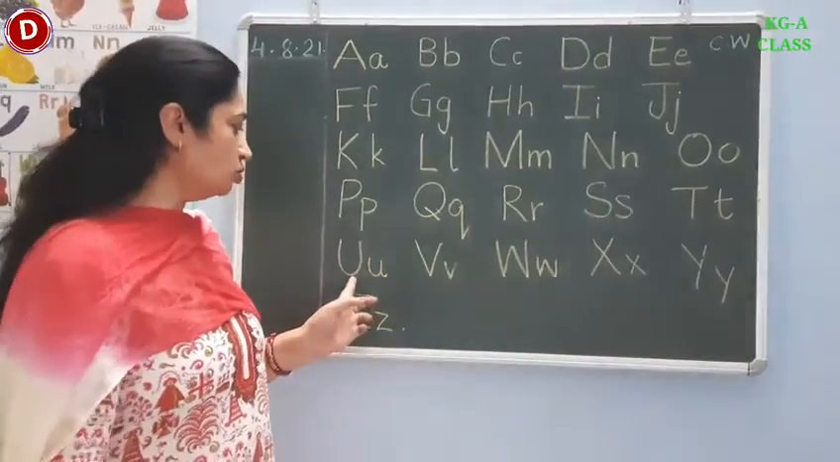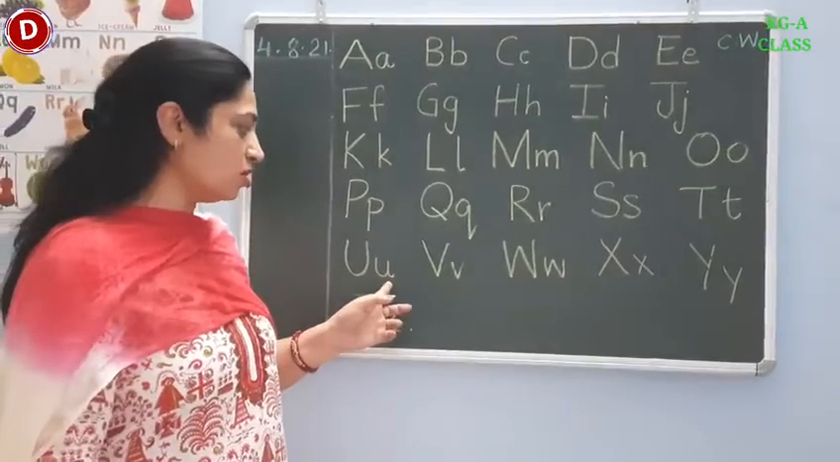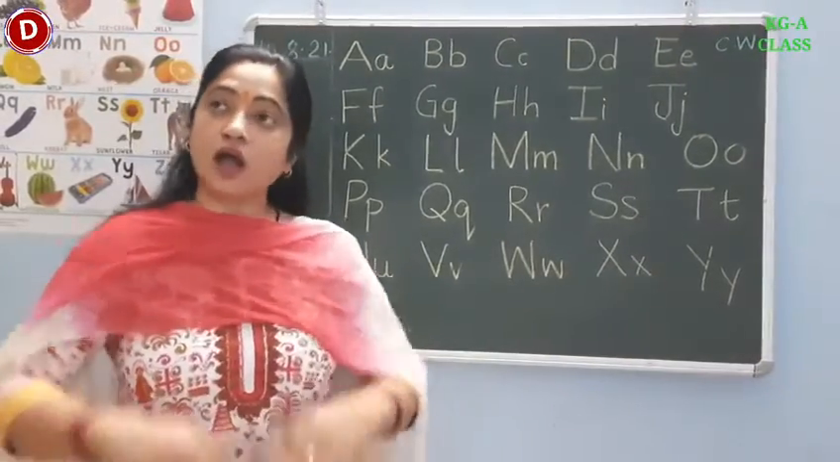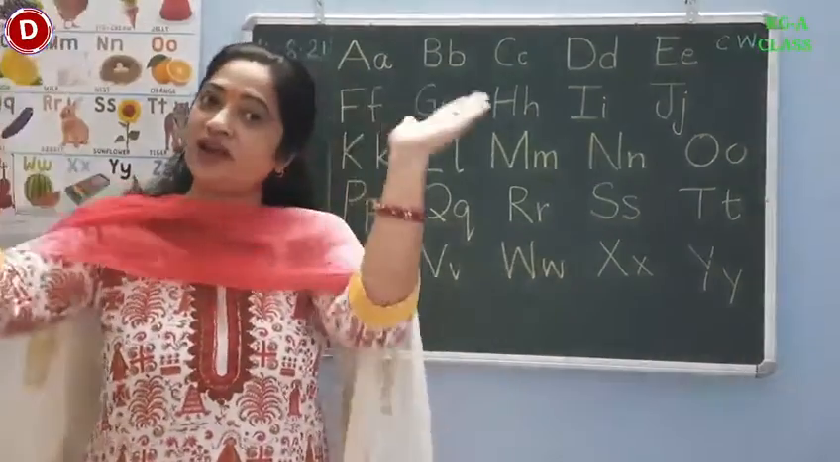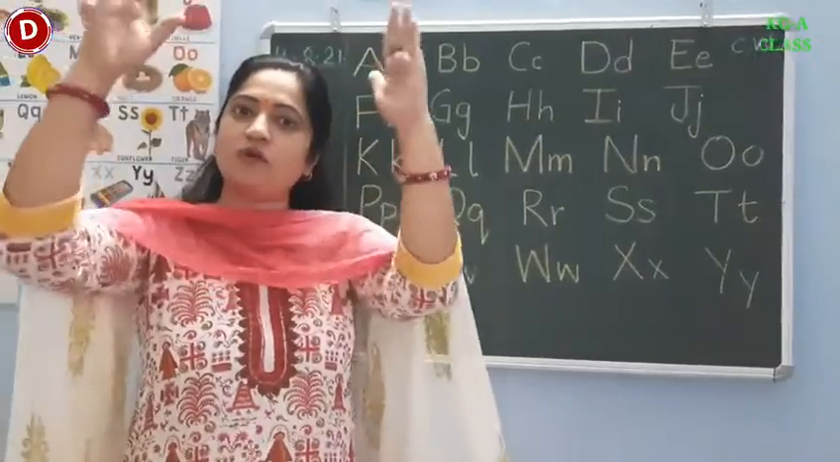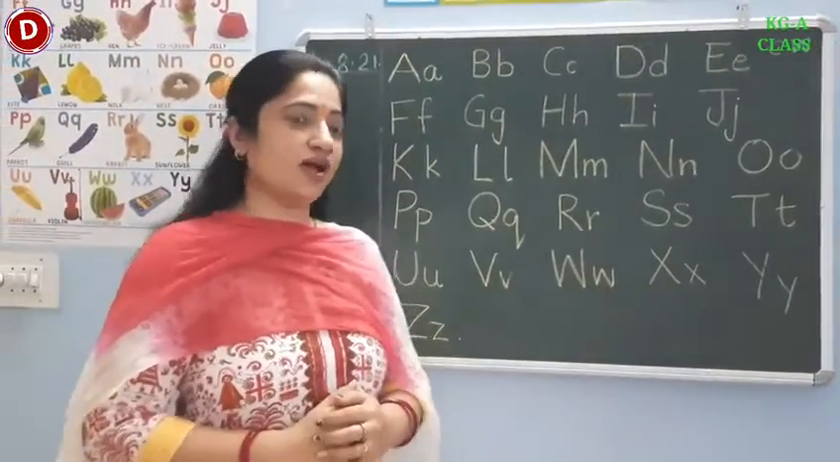Children, now comes U. This is capital U and this is small u. U says up go umbrellas, up go umbrellas when it rains so hard.